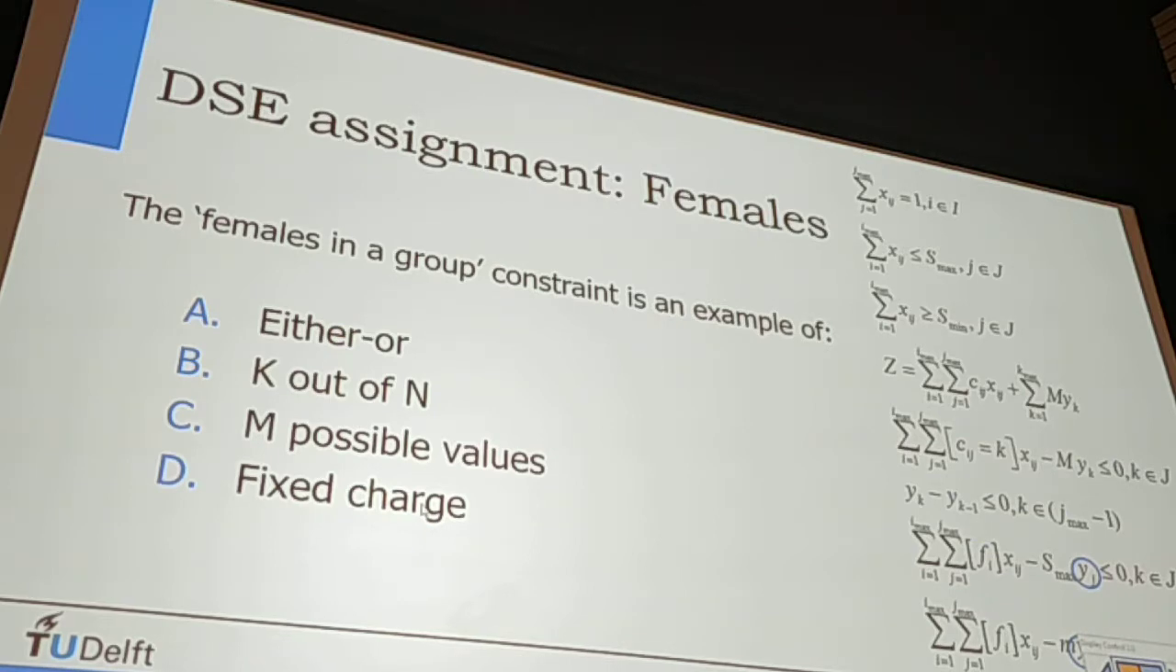Okay, the females in the group, forcing the females in the group to be either 0 or 2. What is that an example of?